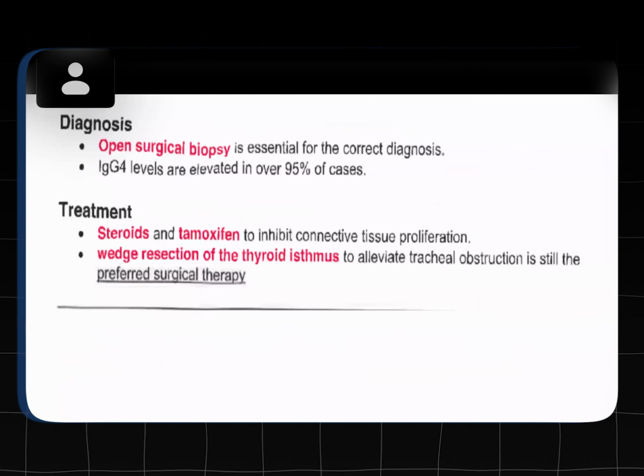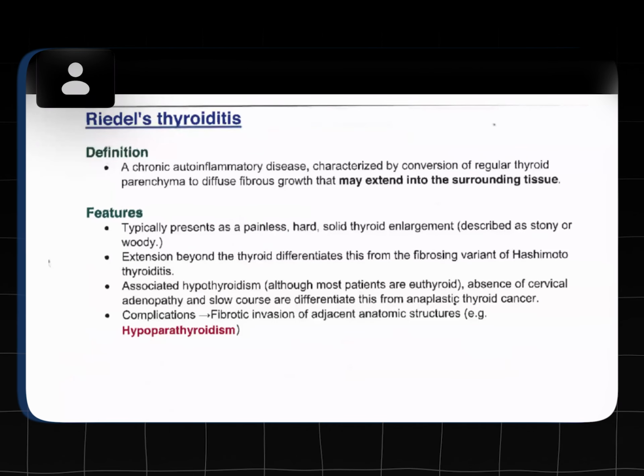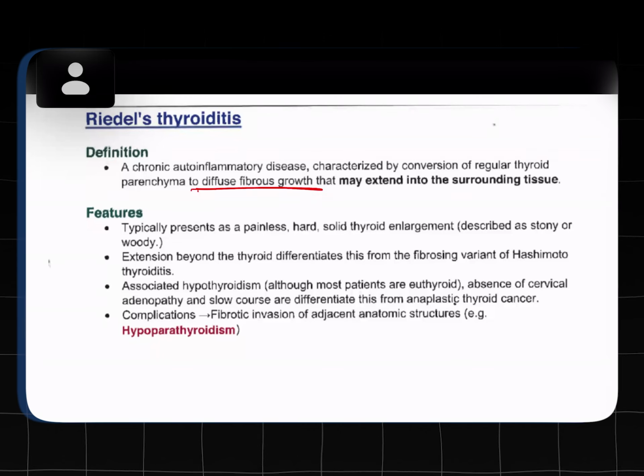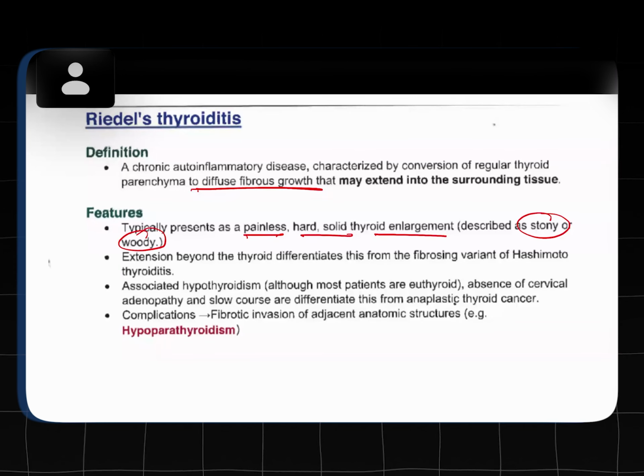Riedel's thyroiditis. We have not discussed it, but Riedel's thyroiditis is one where there is a diffuse fibrous growth. If it says that over a few months the patient has neck swelling which is now becoming very hard, then painless, hard, solid thyroid enlargement, stony, woody. These are typical MCQ clues.